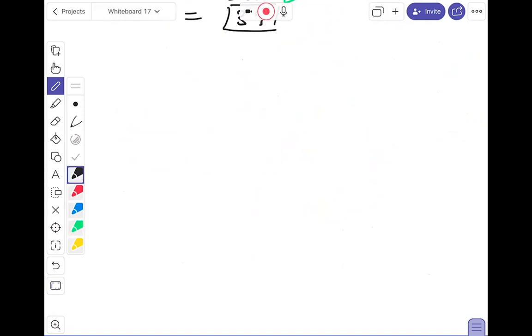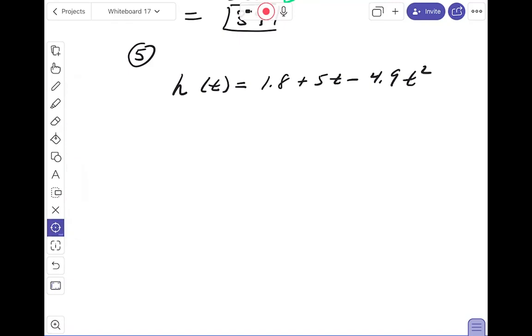What's number 5? I'll write it down for you. It's a function. There is words, though. It says h is a function of t, and it's going to be 1.8 plus 5t minus 4.9t squared. Let me point this out again to you. H is a function of t. What is that function? It's a trinomial. There's 3 terms, degree 2.